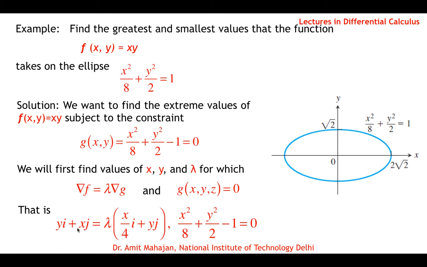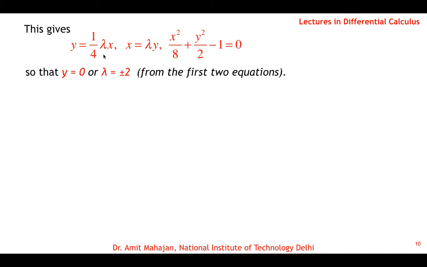If you equate both sides, we get two equations from here, and the third equation is this. We have three equations in three variables x, y and lambda. So from here y will be equal to lambda x by 4 and x will be equal to lambda y, and this third equation is already there. So what we have is these three equations.